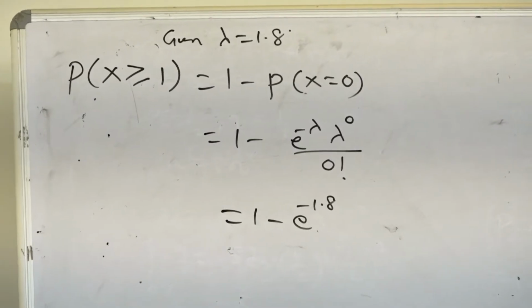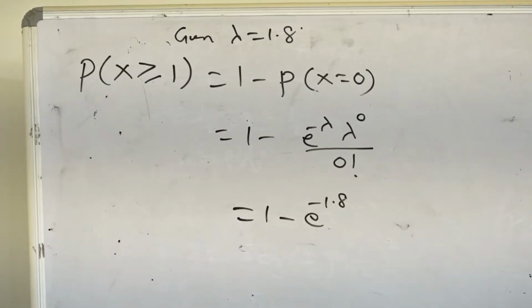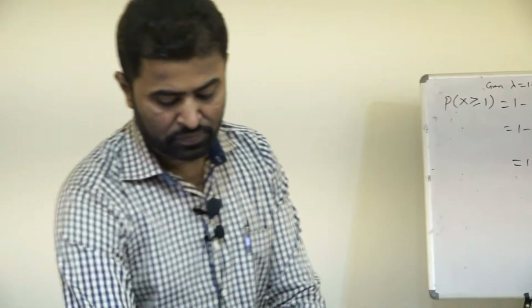Or sometimes n and p will be given, you have to club them and you have to get lambda. Okay? Then we'll do only one more problem in this, then we'll move on to normal.